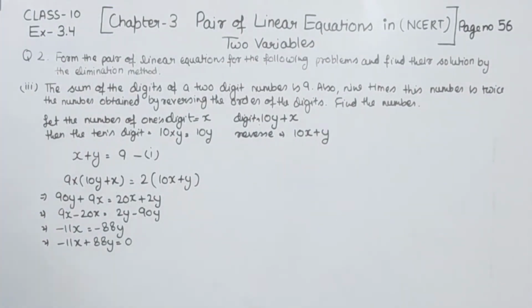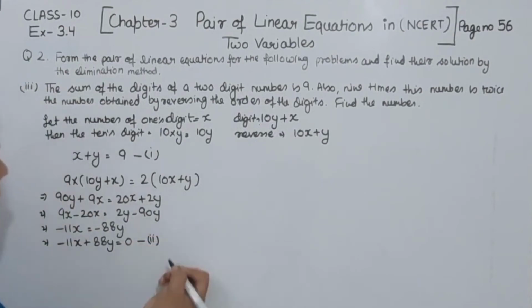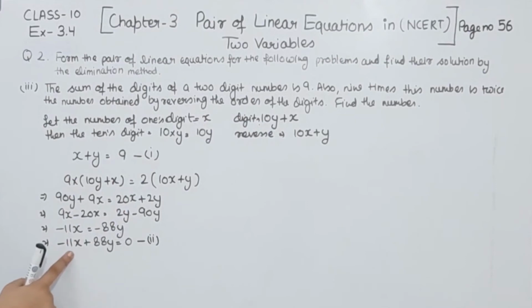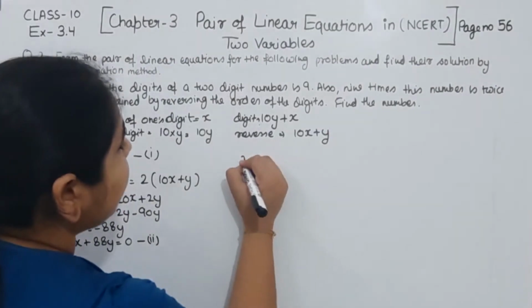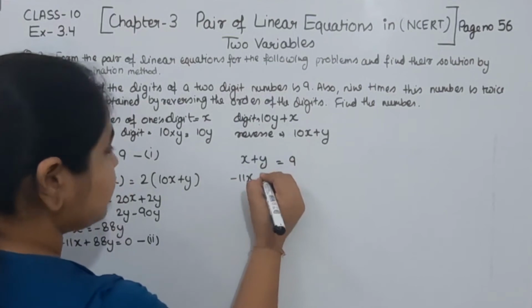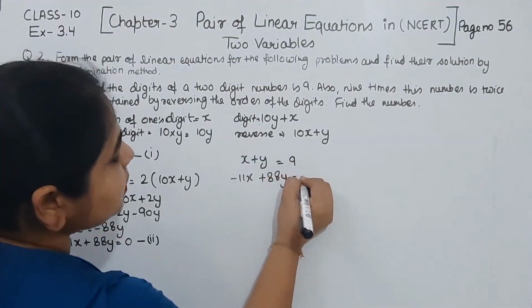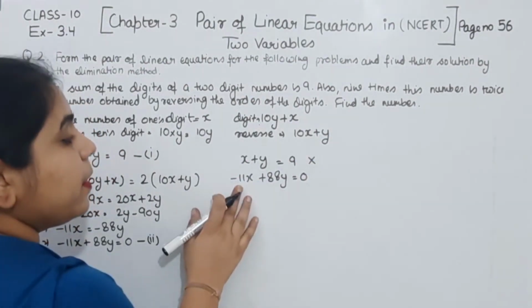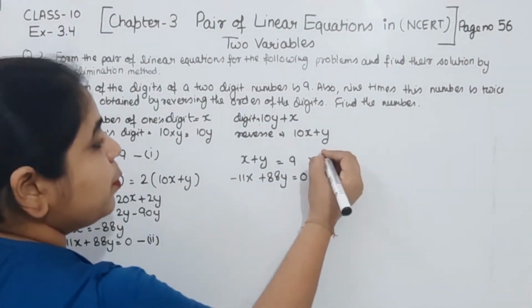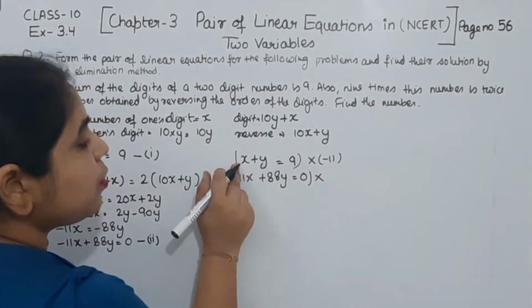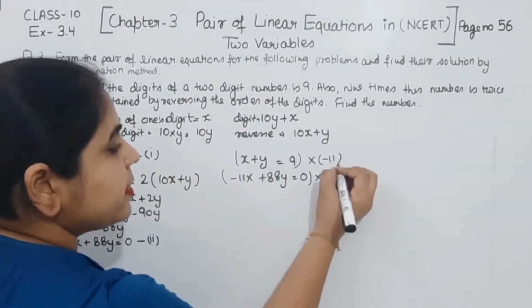So I'm going to write here x plus y is equal to 9 and minus 11x plus 88y is equal to 0. We have to solve this one by the elimination method. Now we want to multiply each equation by the coefficient of x. We will multiply equation number 1 by minus 11, the whole equation, and here we will multiply by the coefficient of x in equation number 1, which is 1.